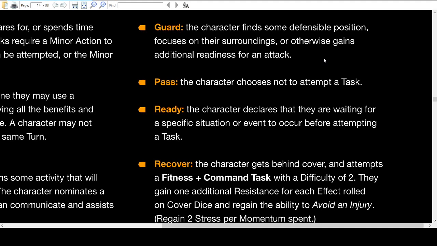All right, ready. The character declares that they are waiting for a specific situation or event to occur before attempting a task. Okay, so I'm not a huge fan of ready mechanics, especially the way Dungeons and Dragons 5th edition uses it, and that hasn't really changed since its earlier iterations. Only because the conditions and triggers of ready mechanics are always very clunky to me, and very ill-defined. So it doesn't really make the game run as smoothly once somebody readies, because there are considerations of what happens to the initiative count.